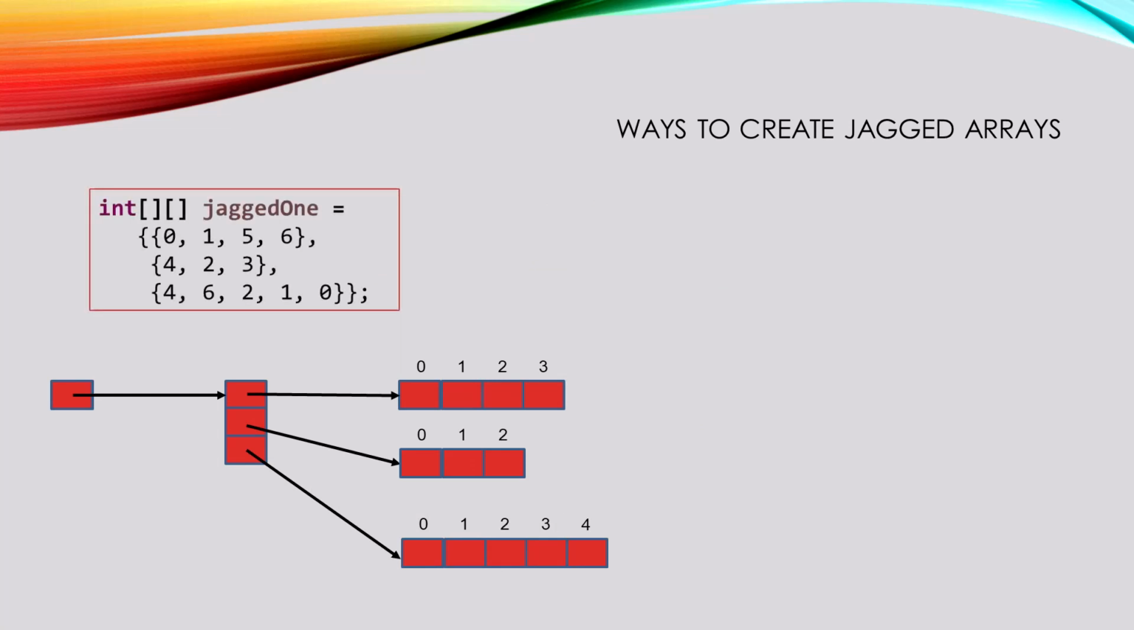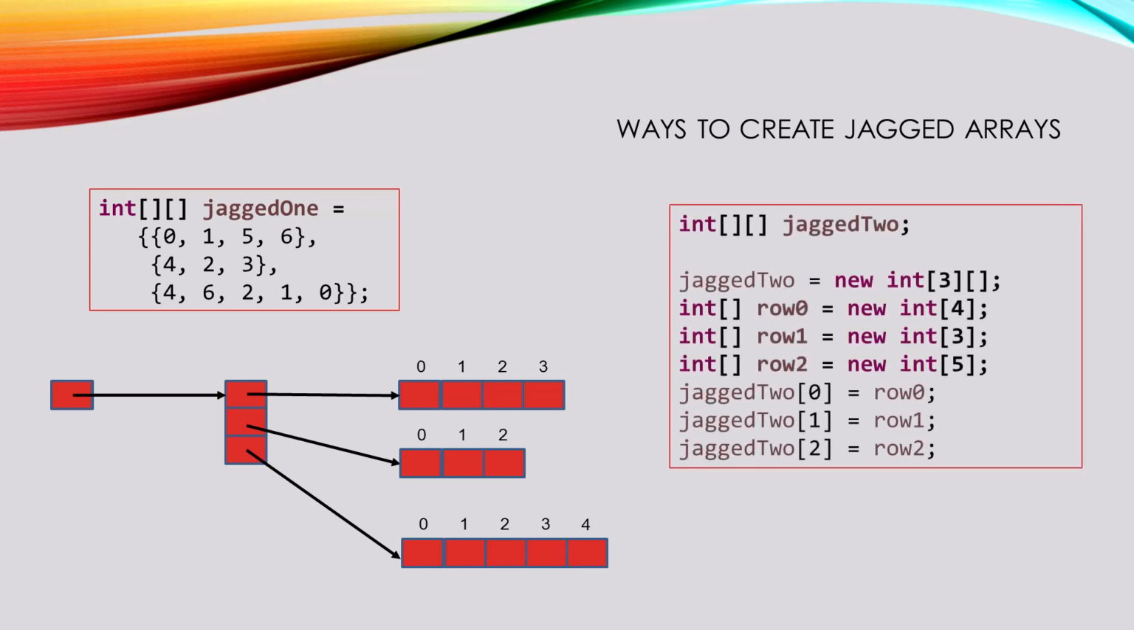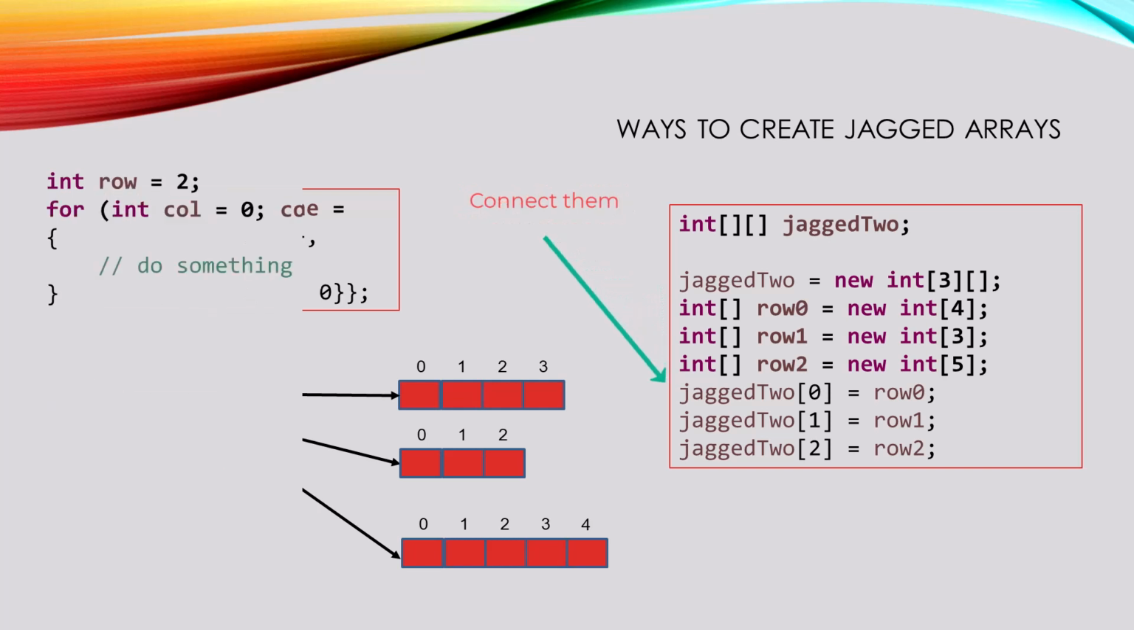There are 2 ways to create a jagged array. If we have values that we want to fill in, we can use an array initializer. The innermost curly brackets contain each row's data, and the outer curly brackets hold them together. If you don't have the values, you can build each of the arrays by hand and then connect them by putting a reference to each row into the high-level array.